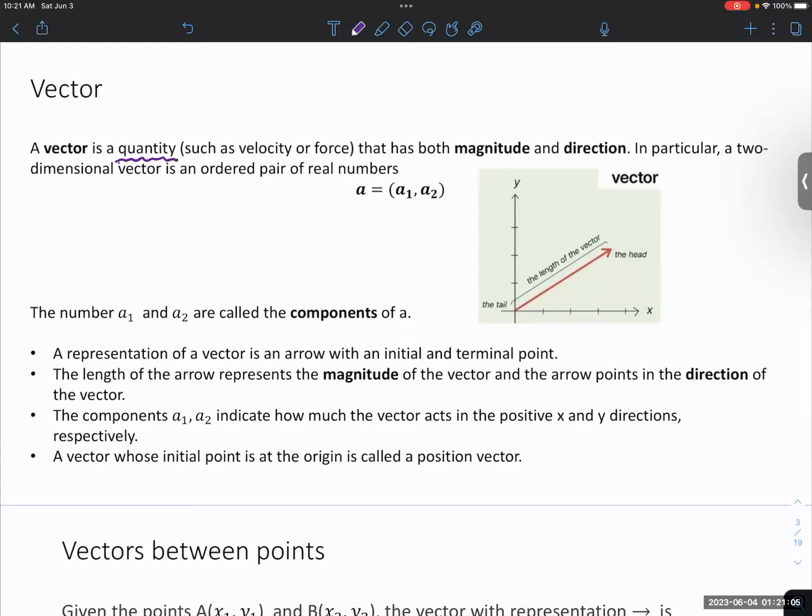contains two important components. One is a magnitude, second is a direction. So in space, it could be a two-dimensional space or three-dimensional space, you are going to point out, let's say this is the position that we are trying to reach. We call this the terminal point. And then this is your initial point.